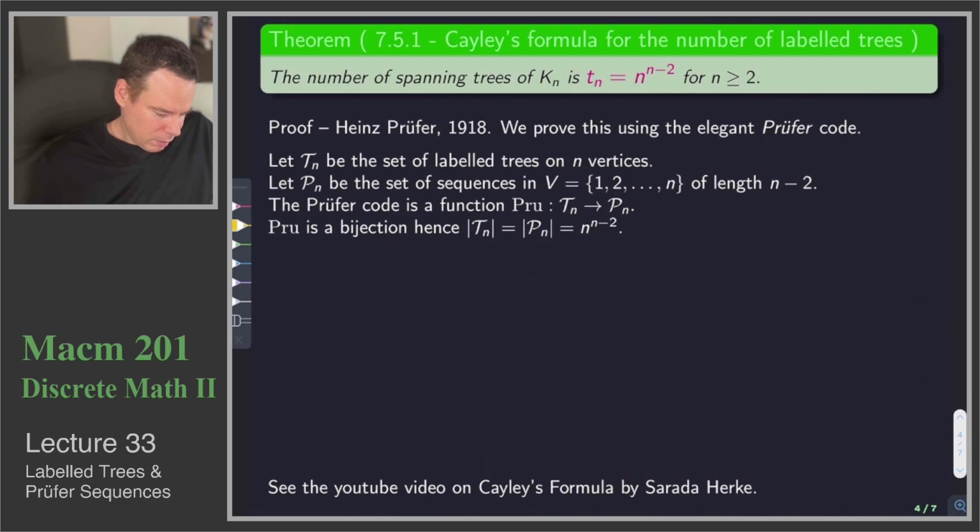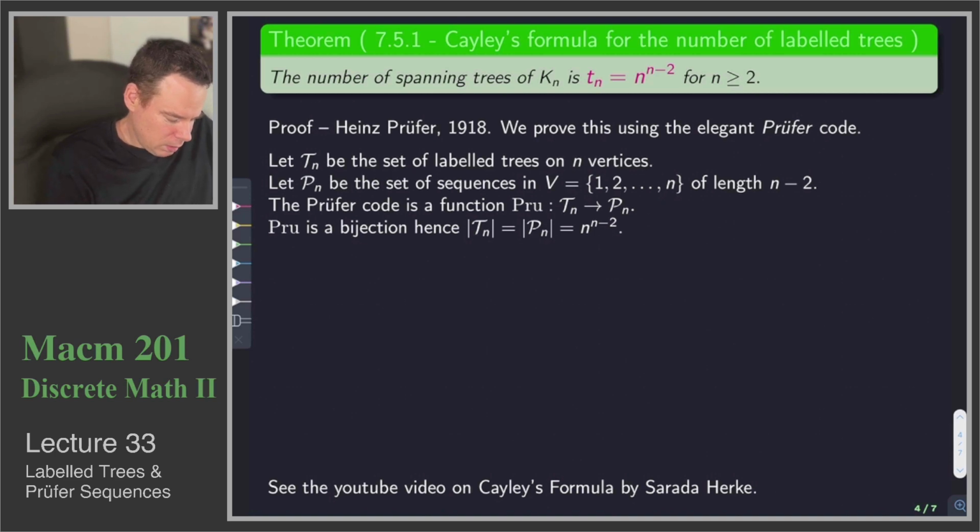And that's where Cayley's formula comes in. Cayley's formula says, yes, this pattern does hold. The number of spanning trees of Kn is n to the n minus 2. And it's stated here for n greater than or equal to 2, but we've also seen that it works for n equal to 1 as well. So how can we prove this?